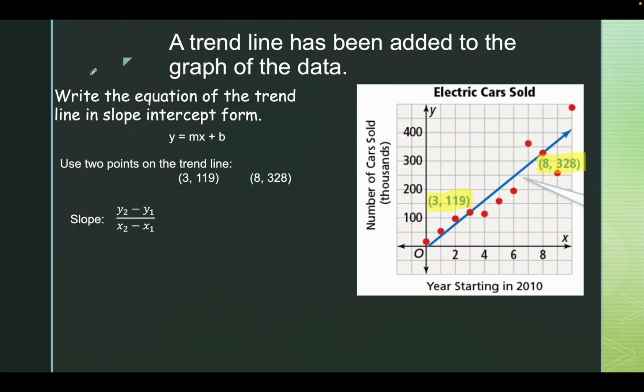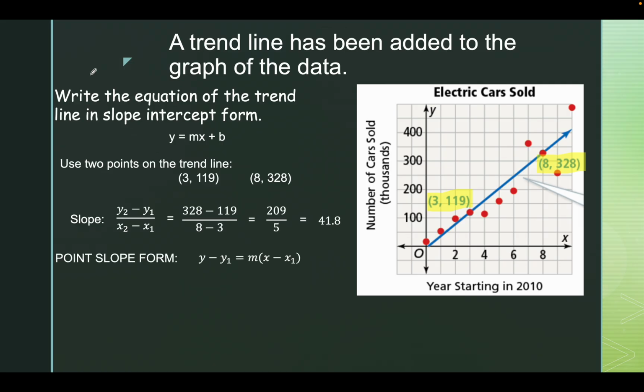We can find the slope by using our formula y2 minus y1 over x2 minus x1. So we subtract our y values on top, subtract our x values on the bottom. We're left with 209 over 5, and we can round that to 41.8.